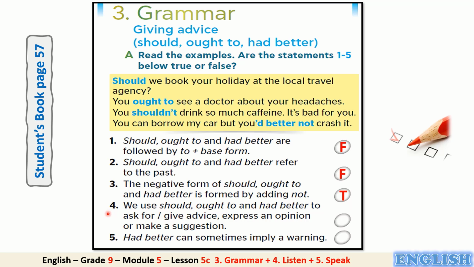Number 4. We use should, ought to, and had better to ask for or give advice, express an opinion, or make a suggestion. Excellent, my students. It's true. Number 5. Had better can sometimes imply a warning. That's right. It's true. Well done, my students.